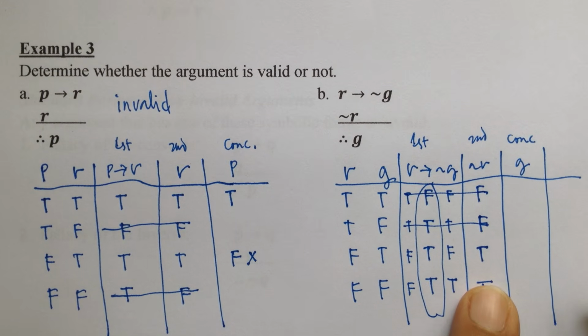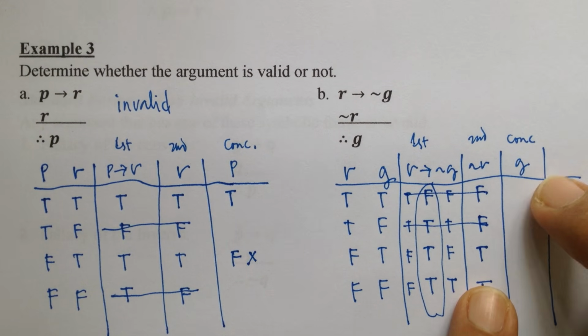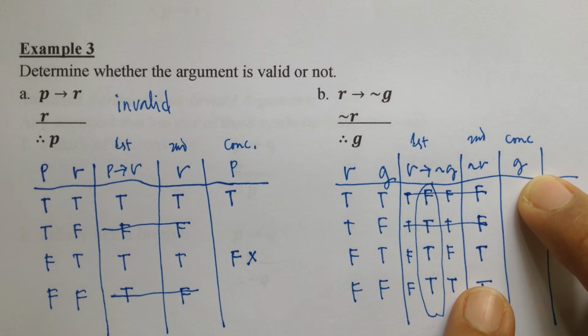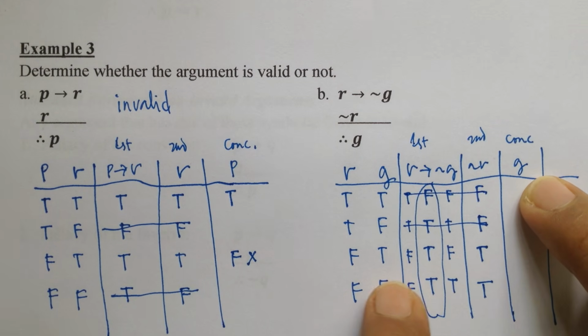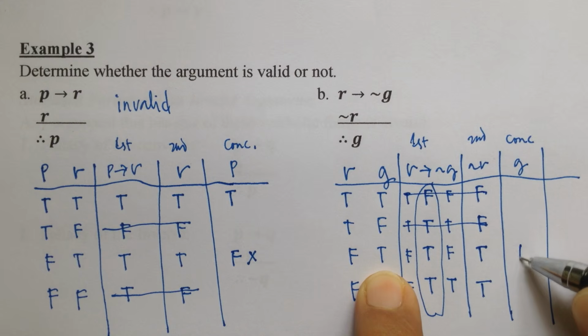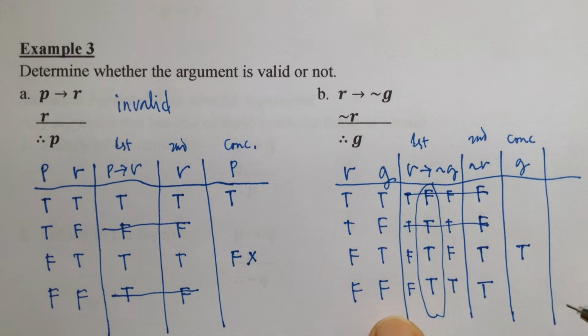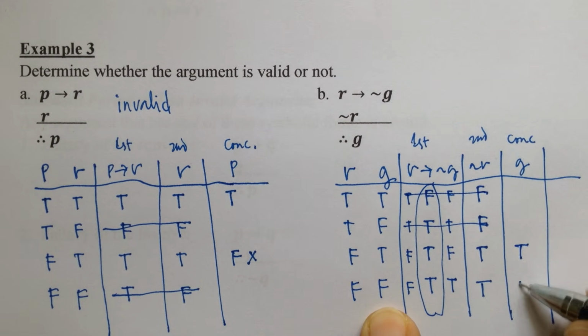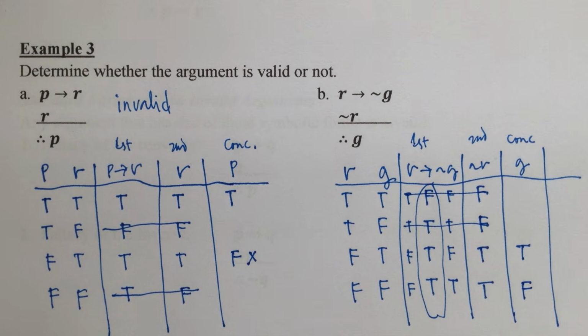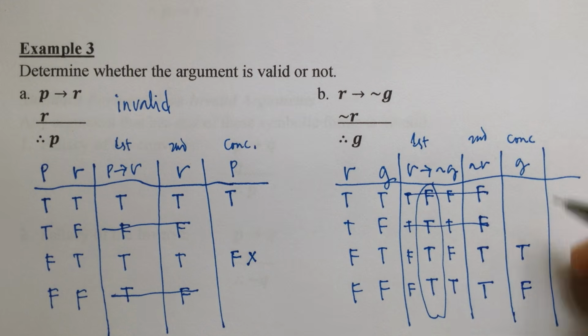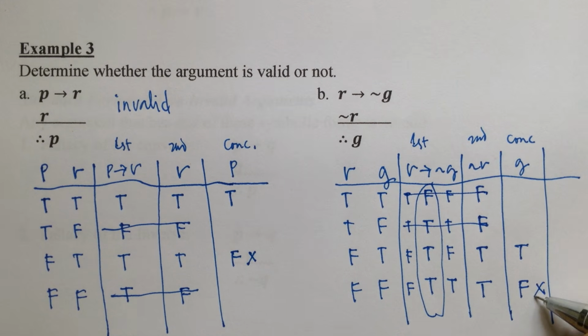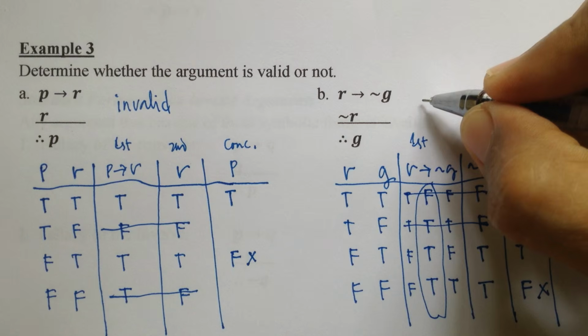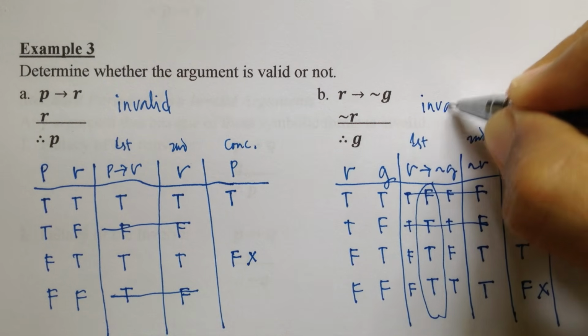In those critical rows, we're going to determine the truth value of our conclusion. Your conclusion is G. Now G here is true, so therefore this is true, right? Or your G here is false, so therefore this is false. Again, we have a critical row where the conclusion is false, so this makes the argument invalid.